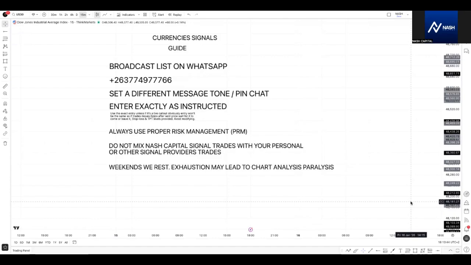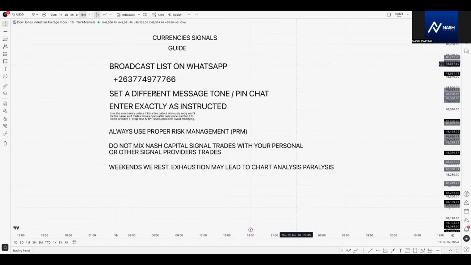Number one, our signals are sent as a broadcast. In order for you to be able to receive these signals, make sure you have this number right here, which I'm highlighting on the screen. Make sure you have it saved. If you do not have this number saved, you will not be able to receive the callouts, the signals. So do make sure that you have this number saved.